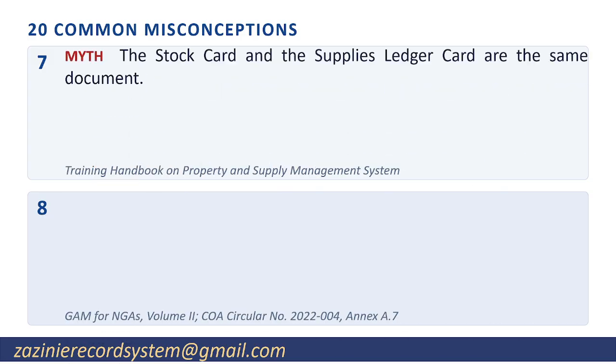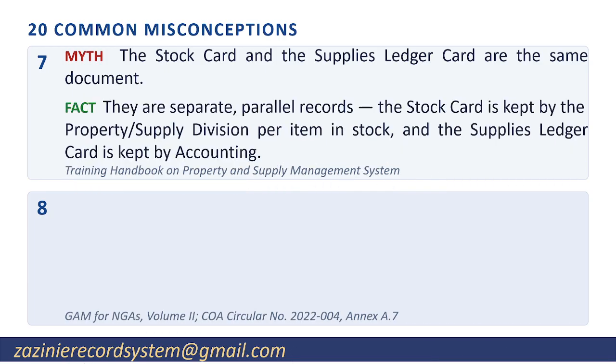20 Common Misconceptions. Number 7. Myth. The stock card and the supplies ledger card are the same document. Fact. They are separate, parallel records. The stock card is kept by the property or supply division per item in stock, and the supplies ledger card is kept by accounting. Number 8.